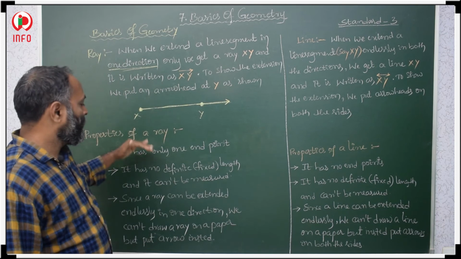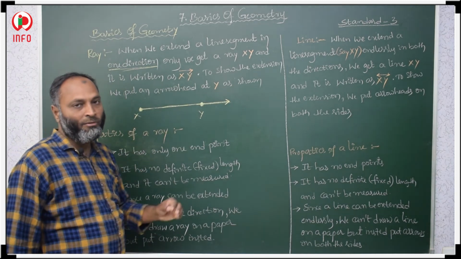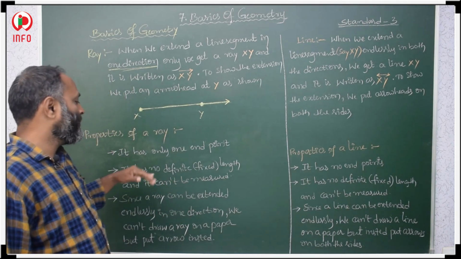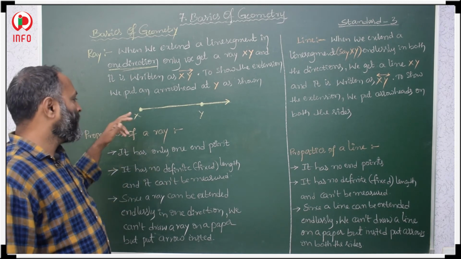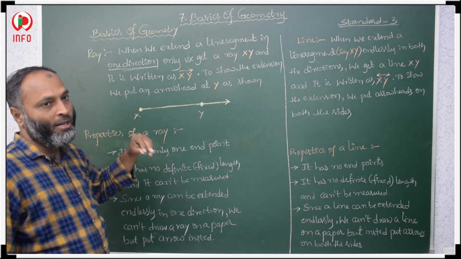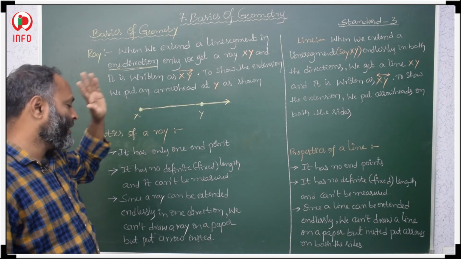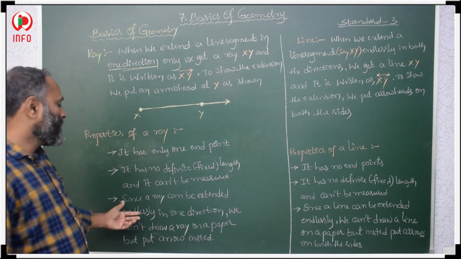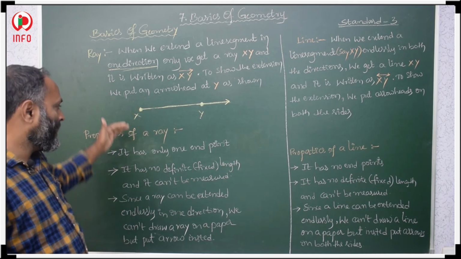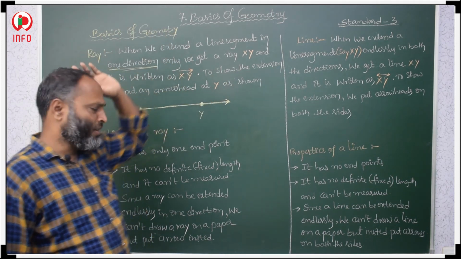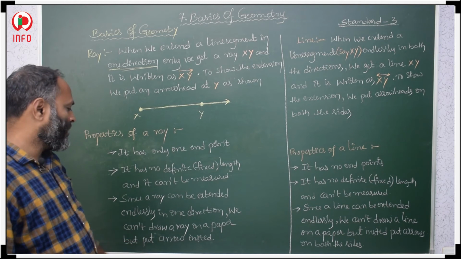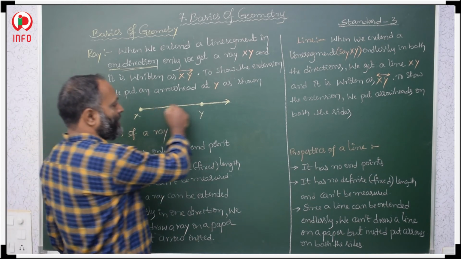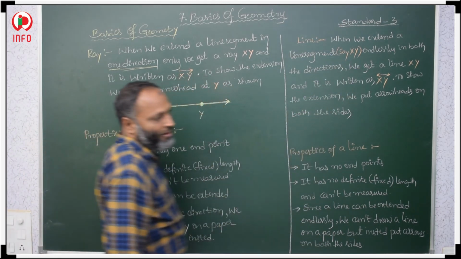So that is the second concept. Why does it have no definite length? Because it has only one endpoint. In another direction it extends infinitely. So that is why we cannot measure a ray. Since a ray can be extended endlessly, we cannot draw a ray on paper.